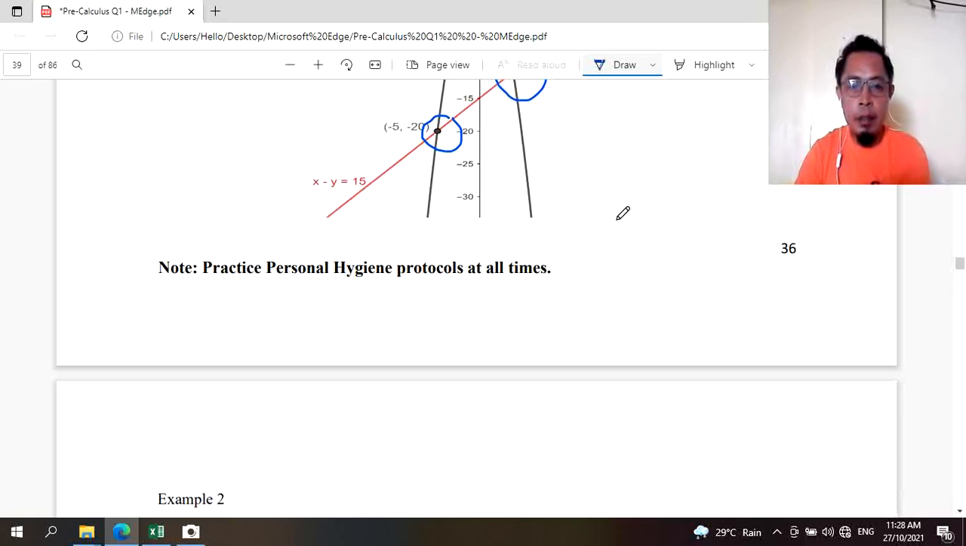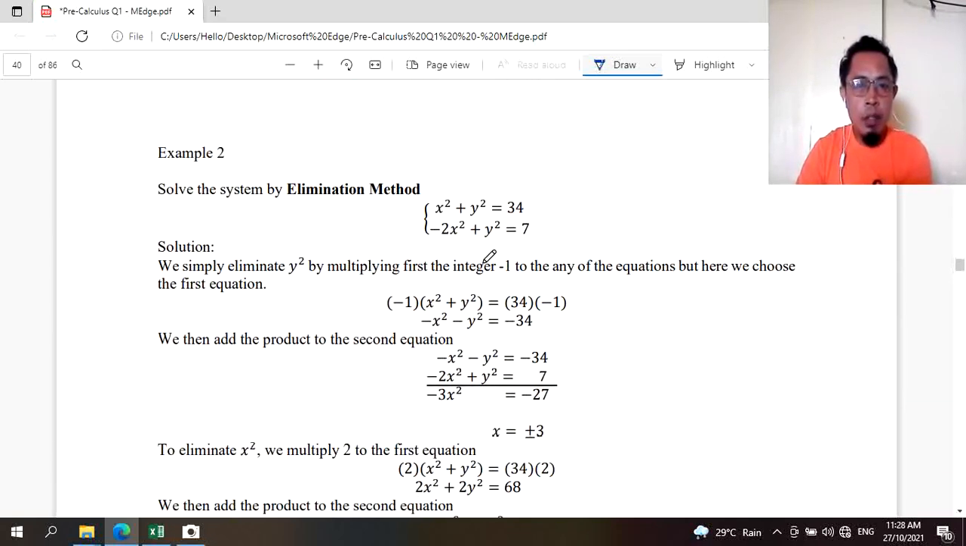Hope you understand it. So moving on, we are now going to use the other method, the elimination method, in this example. So we have here x squared plus y squared equals 34 and negative 2x squared plus y squared equals 7. The first equation is obviously a circle because both are positive. The second equation is a hyperbola, because one is negative.